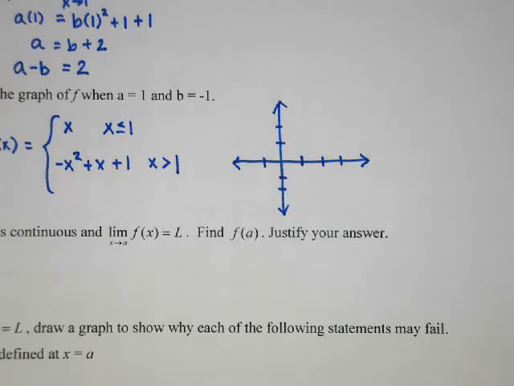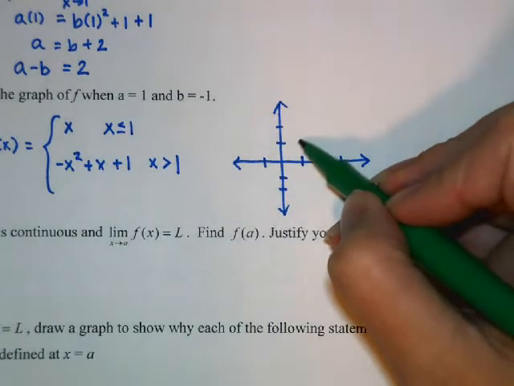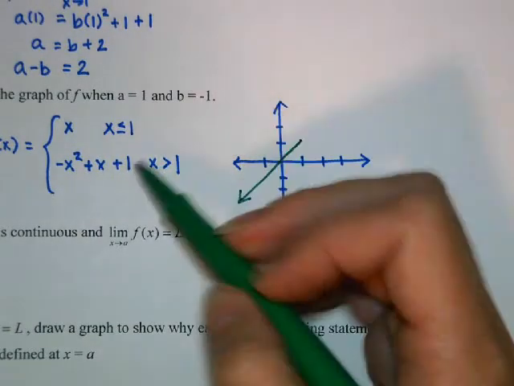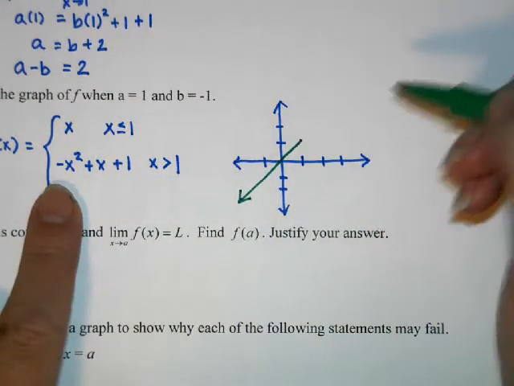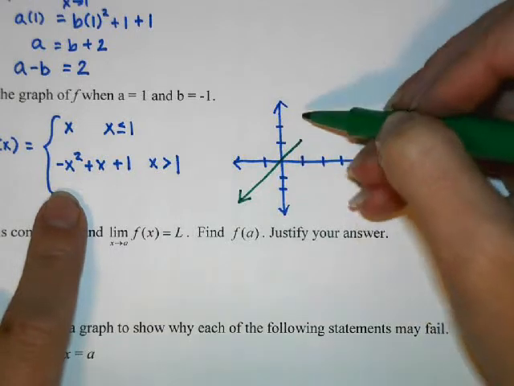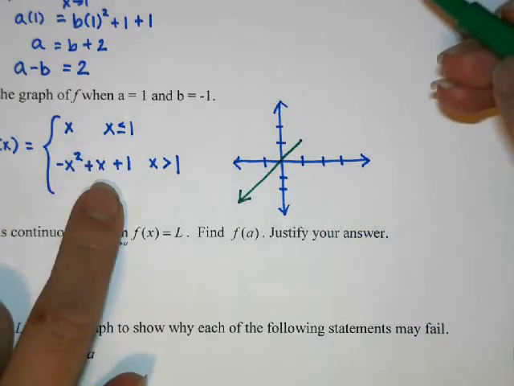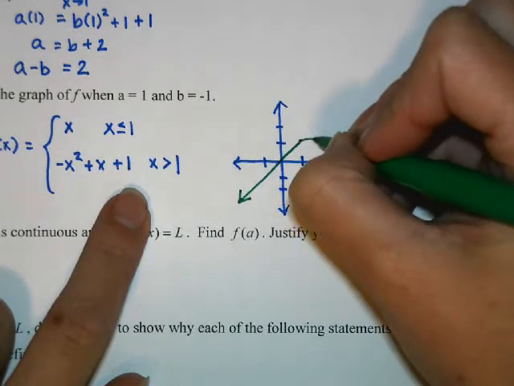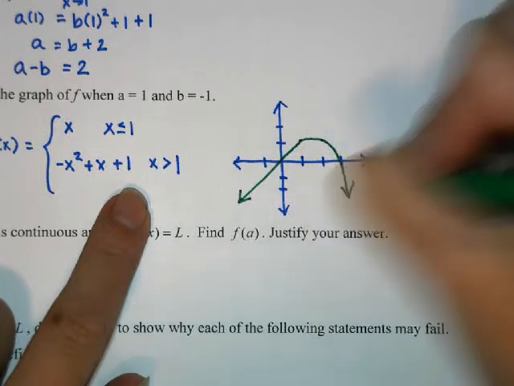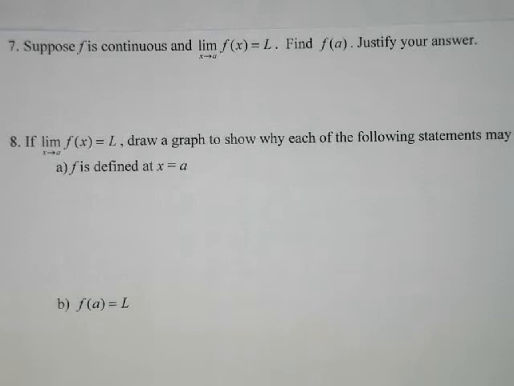So for this graph, when x is less than 1, we just have the line y equals x. So we're just going to have that line there. When x is greater than 1, it's going to be 1 when we plug in 1. If we plugged in 2, we'd have -4 plus 2 plus 1, so we'd again be at 1, and then it's going to decrease from there. And you can plug in more values if you need to, but it's going to look something like that.